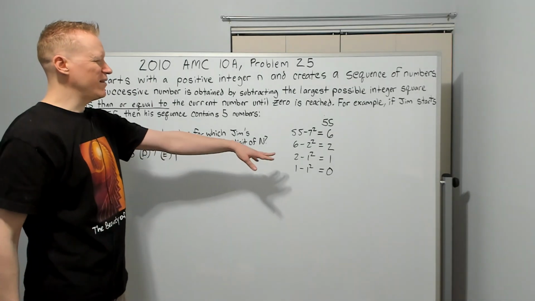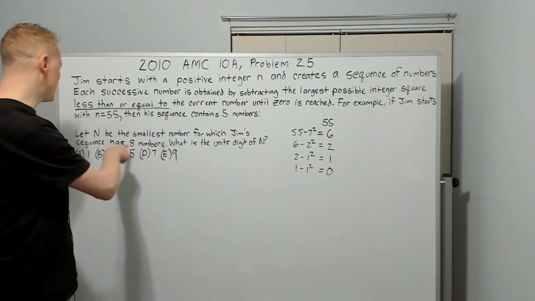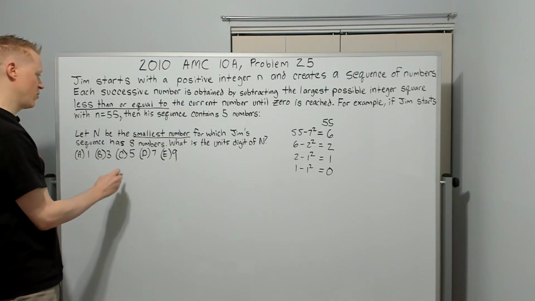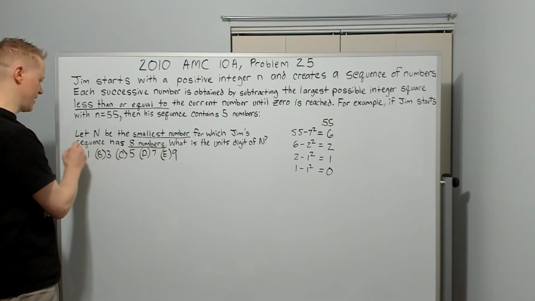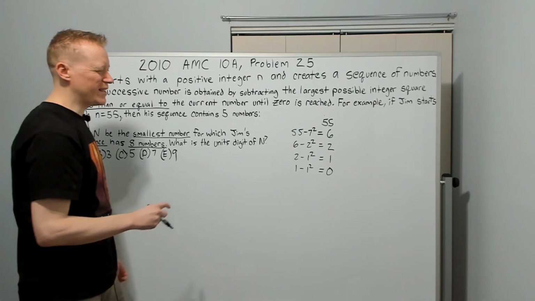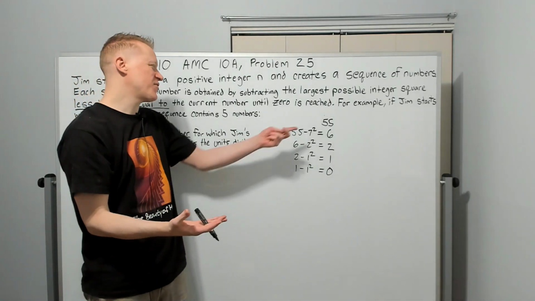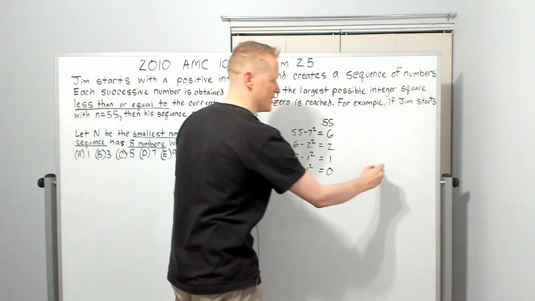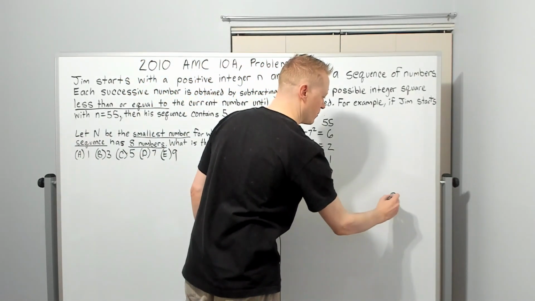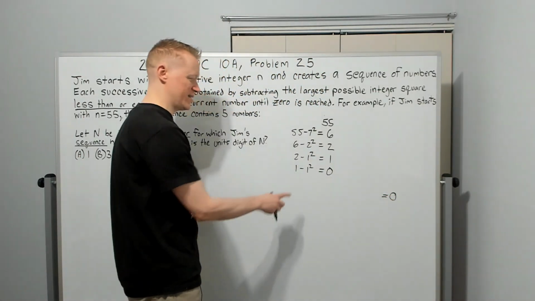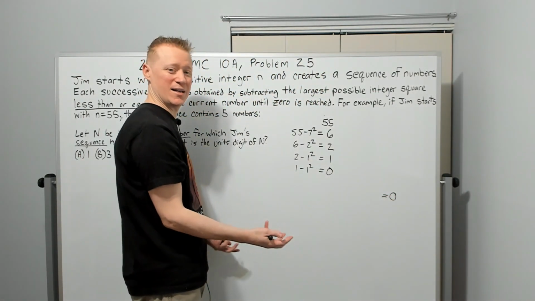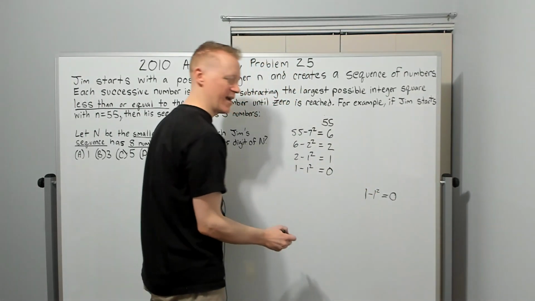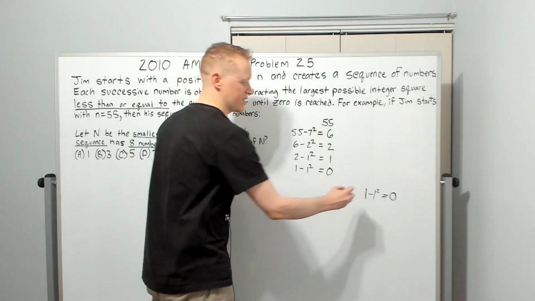But what we want to think about, let's just get started, right? We're trying to get N to be the smallest number that will create a sequence of 8 numbers. So instead of thinking about what N is, let's think about the ending. It's going to have to end at 0. And as you can probably guess, you're going to want to subtract the smallest number possible. So if I could subtract 1 squared, that would be great. I would come from 1. And we're just going to work backwards.